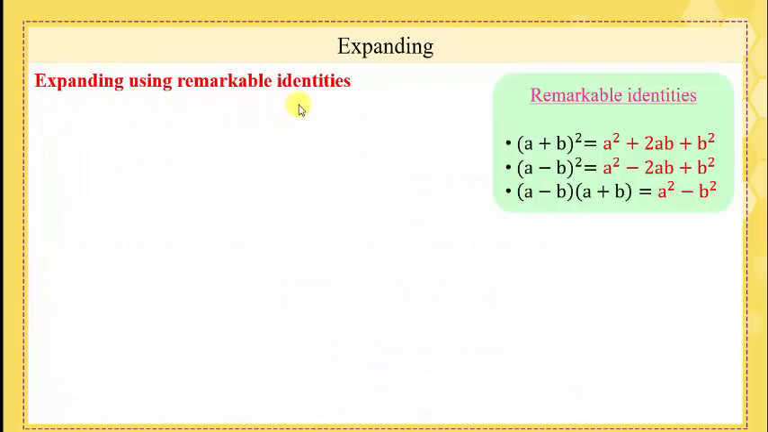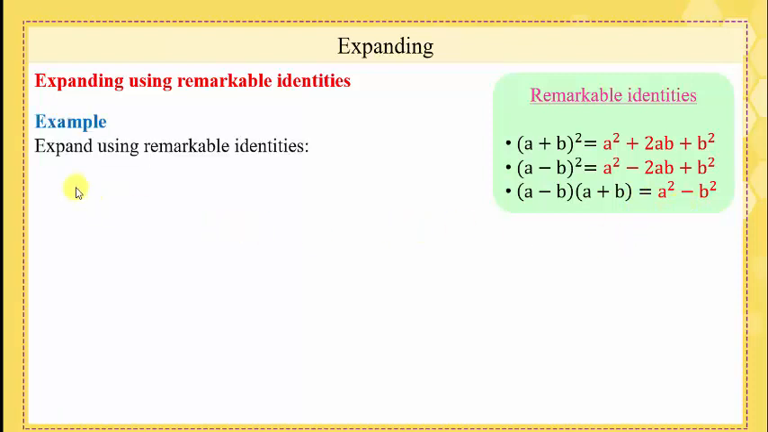Expanding using remarkable identities. These are the remarkable identities. (A plus b) perfect square gives us three terms: a square plus 2ab plus b square. (A minus b) perfect square gives us three terms: a square minus 2ab plus b square. (A minus b) into (a plus b) equals a square minus b square, the difference between two squares.